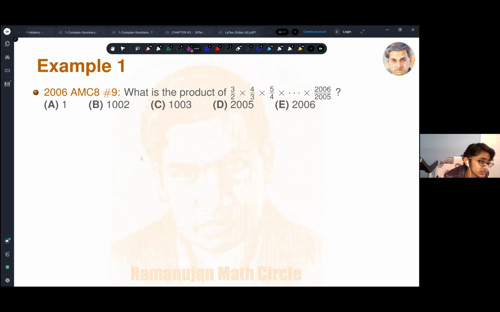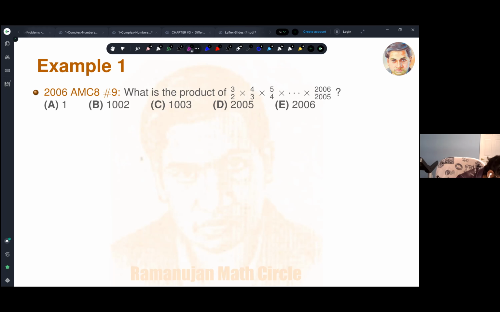Okay, so let's go over this problem. First thing, definitely do not multiply this entire thing out because you're not going to be able to do it. You're definitely going to get some mistakes because there are so many terms and it goes into the 2000s. So what we're going to do right now is find some smart ways of doing this.